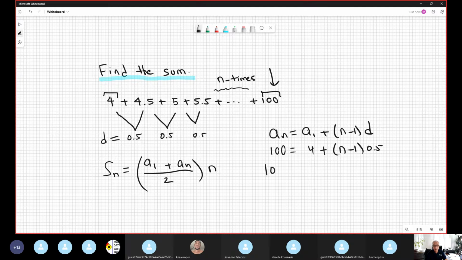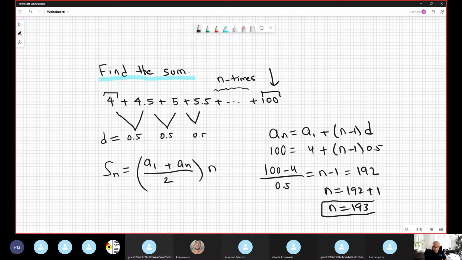So 100 minus 4 divided by 0.5 is equal to n minus 1. So 100 minus 4 divided by 0.5 is 192. Therefore, n is 192 plus 1, which is 193. Wow, too long a sequence. And the position 193 is 100. Okay, and we finish, no?